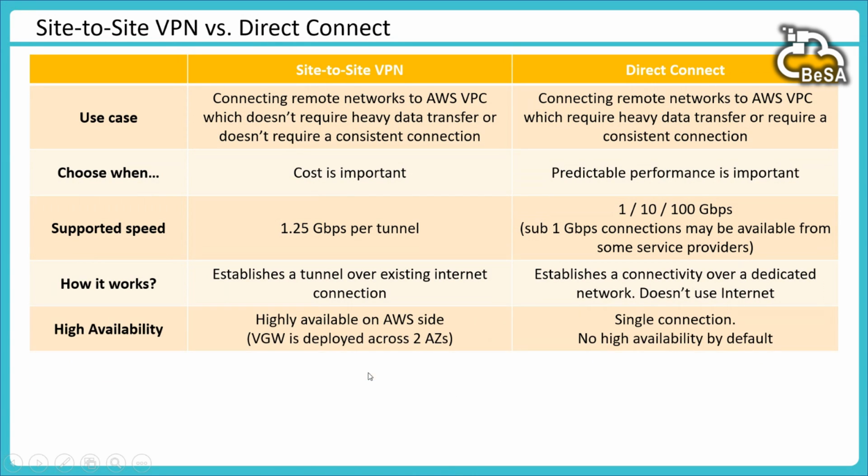Next is high availability. Site to site VPN is highly available on the AWS side. The VGW is deployed across 2 AZs, as I explained. Direct Connect is a single connection. There is no high availability by default. When you get a Direct Connect connection, your service provider gives you one connection. If it breaks, your connectivity would be lost.